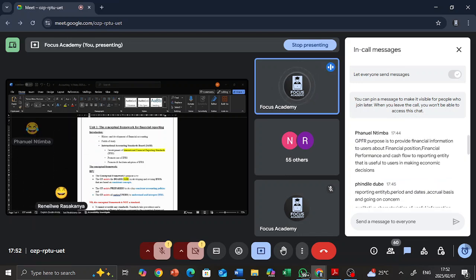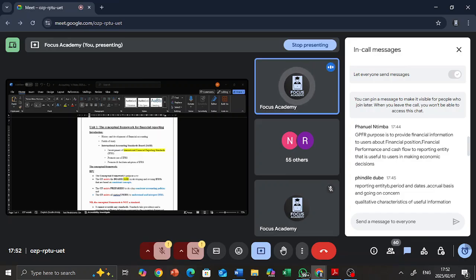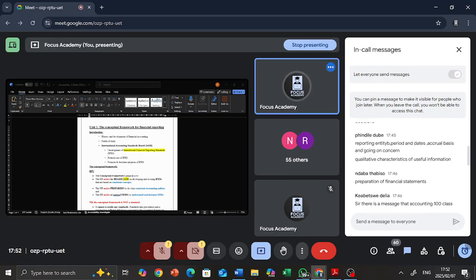What else have we learned about this week? General purpose financial reports. The purpose is to provide information to users about financial position, financial performance, and cash flow. Perfect. I do not want to mispronounce your name, but you know exactly who you are. That is a perfect answer, according to the notes. What else have we learned?